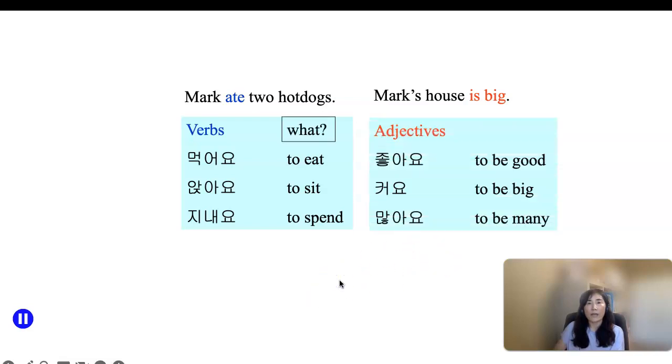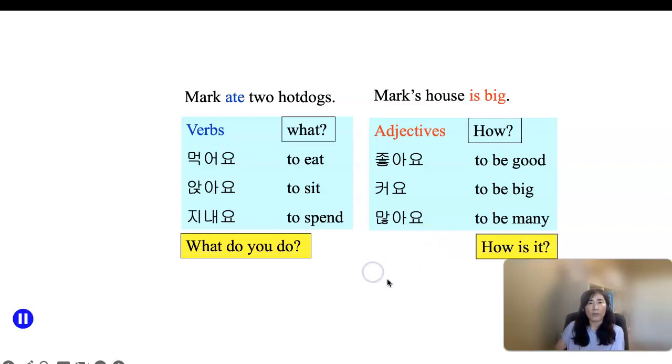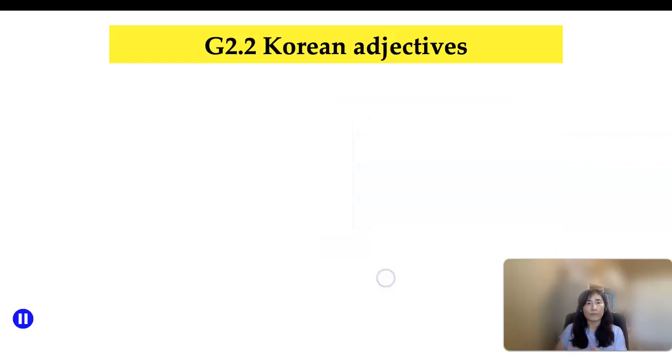Whereas the adjectives are like: to be good, 좋아요. To be big, 커요. To be many, 많아요. So it's more focused on how. What do you do, versus how is it?